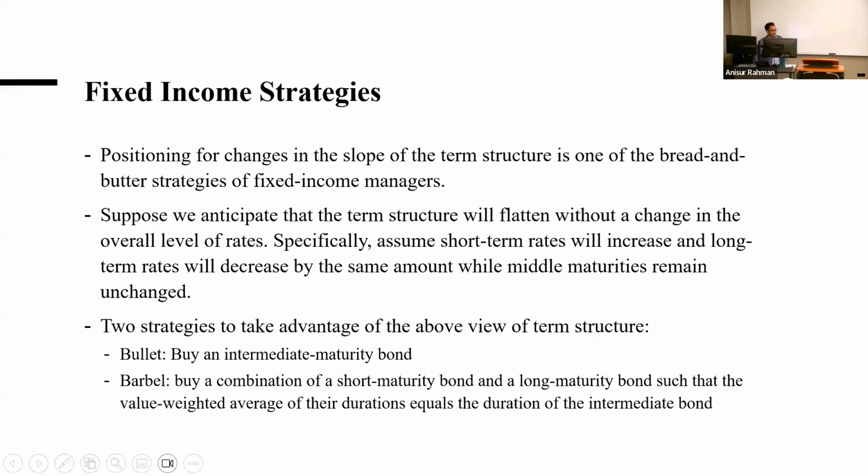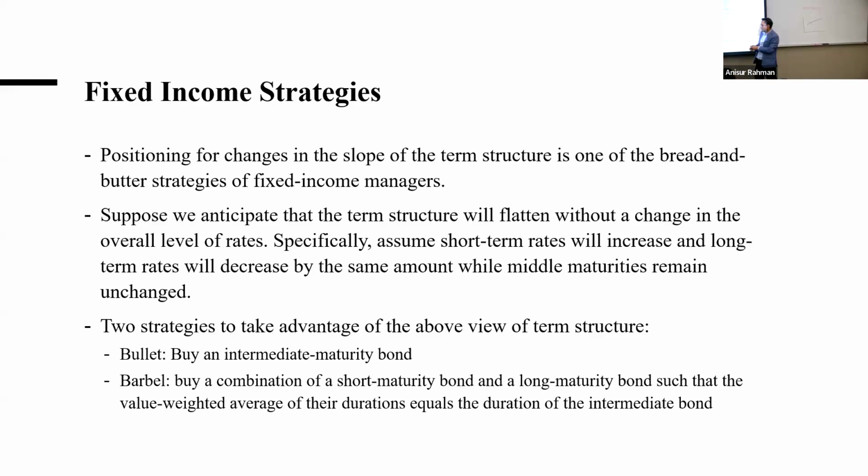Now we can think of two strategies. One is bullet. Buy an intermediate maturity bond. Intermediate maturity, because see what is happening. Short-term rates increasing, long-term rates decreasing. The overall yield to maturity is not changing, right? That is the idea. So this is our intermediate, right? Because there is no change, so we can have a bullet bond. Our return will be protected. So that is the idea behind bullet, okay?